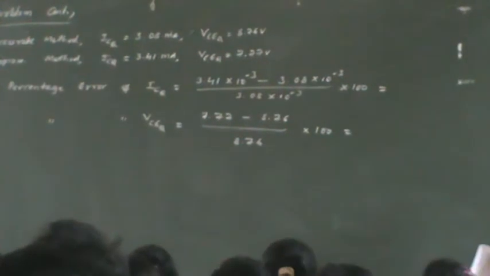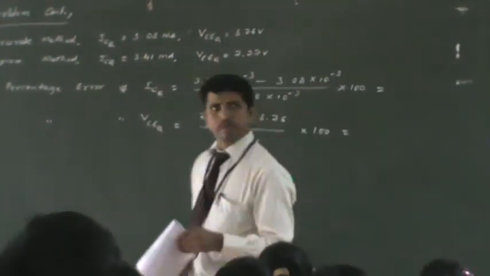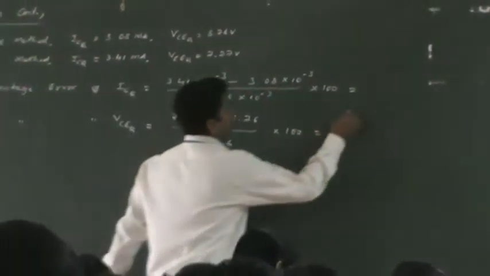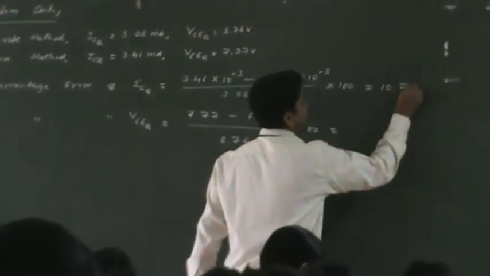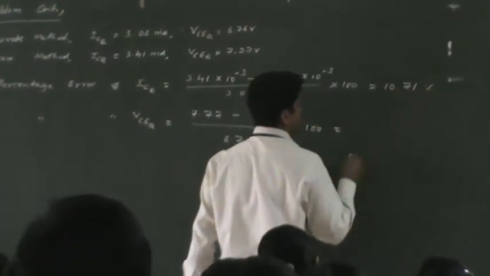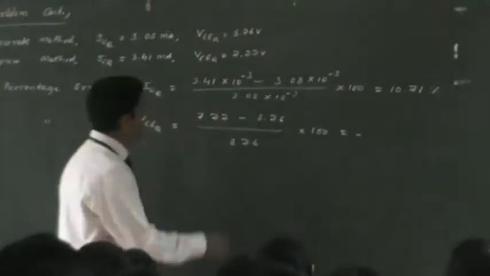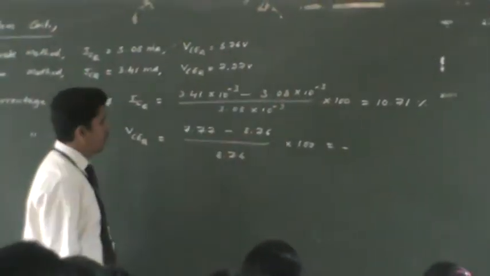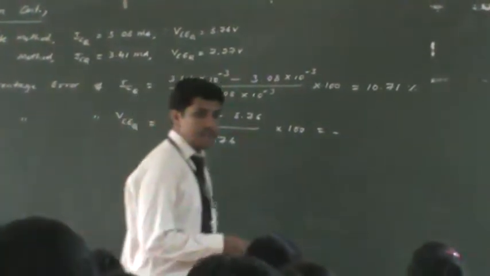First one you get it as 10.7. One of you are able to get this 10.7, and for second one you are able to get negative because this is smaller than this. See the answer for the second one.